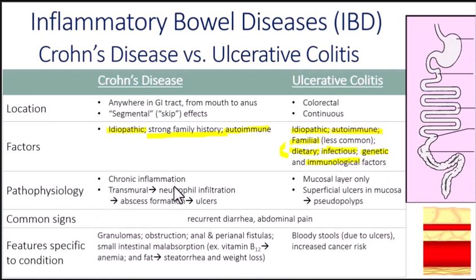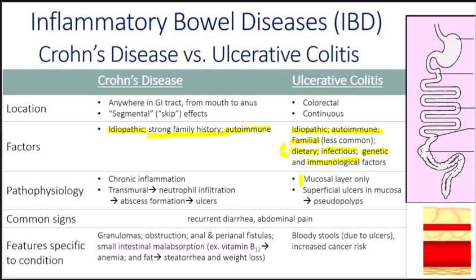Chronic inflammation is seen with Crohn's disease, and the inflammatory process begins by spreading through the entire intestinal wall, through the layers, so what we say is transmural. And then if the disease progresses, it can lead to neutrophil infiltration into parts of the intestines, resulting in abscess formation and ulcers.